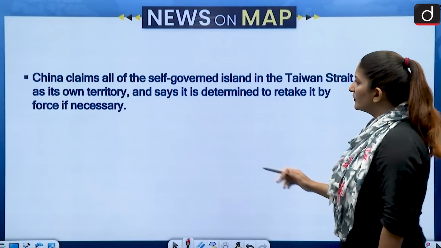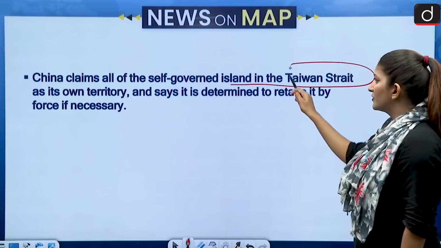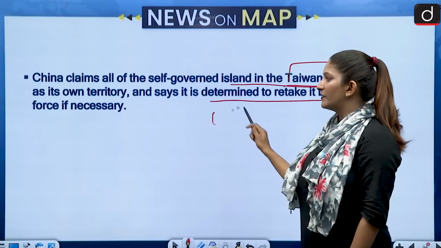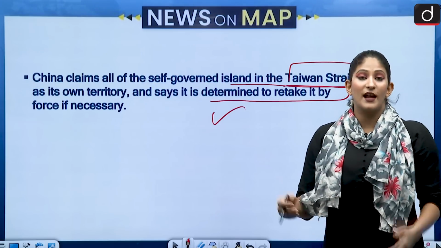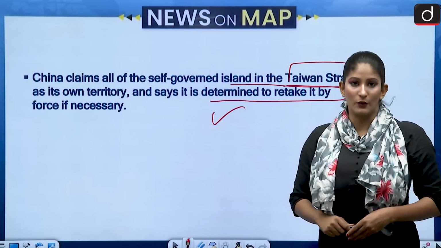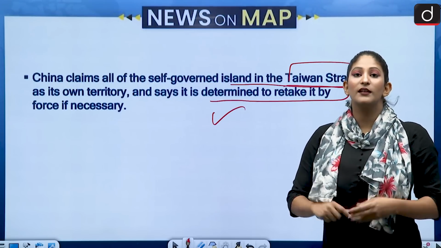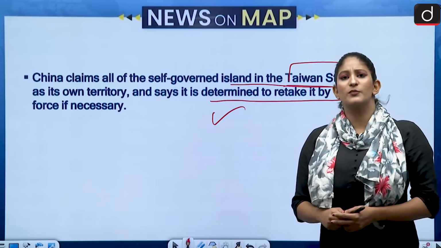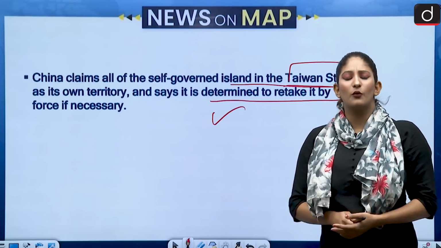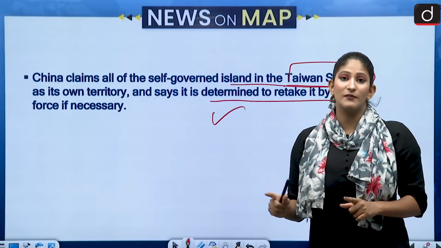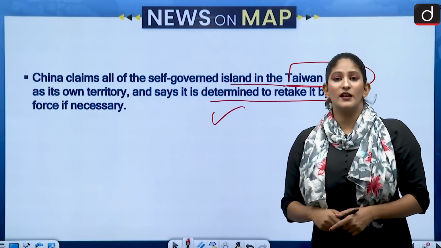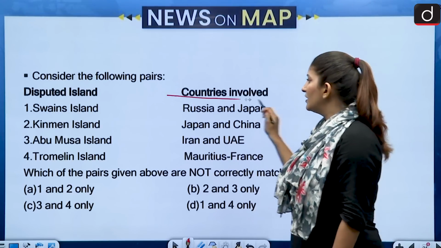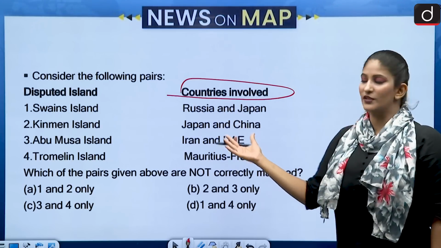Now, China claims all of the self-governed island in the Taiwan Strait as its own territory and says that it is determined to retake it by force if necessary. Already, there has been news about a leaked audio that says China can invade Taiwan at any moment. Now, this particular news is pretty old, as in 1 month old, but you see that this is big news, and China is already very aggressive in the Taiwan Strait.